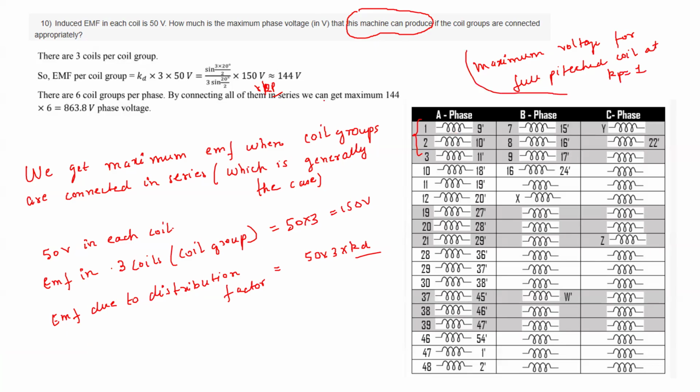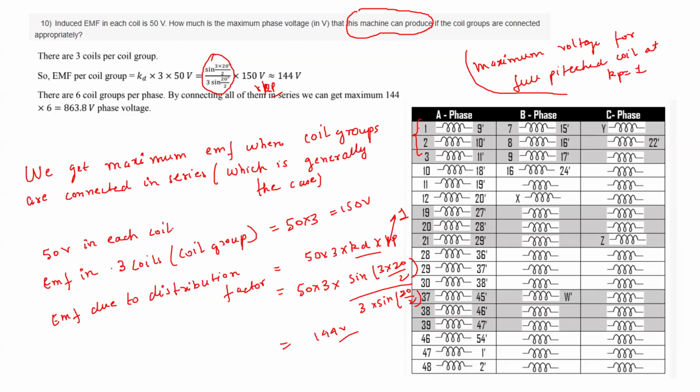So that is why here, when they are getting the EMF per coil, distribution factor is always there, but Kp can be made 1 by making this connection full pitched. That is why this Kp they have taken as 1. Okay, so this is 50 into 3 into Kd. So Kd you can find it like this. Kd is sine m beta by 2 by m sine beta by 2. If you do this, you will get, suppose say, 144 volt.